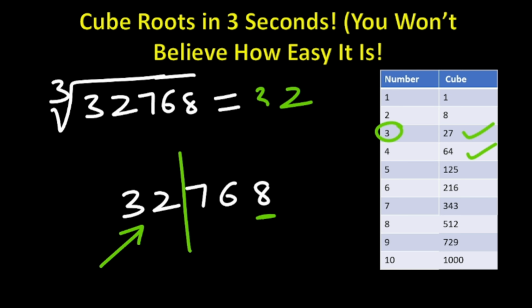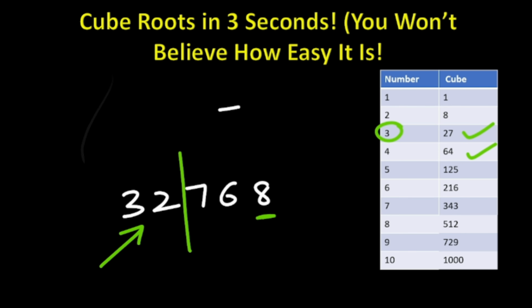So what is the answer? That's going to be 32. So the cube root of the number 32768 is 32. It's pretty simple. Let's do the next question.